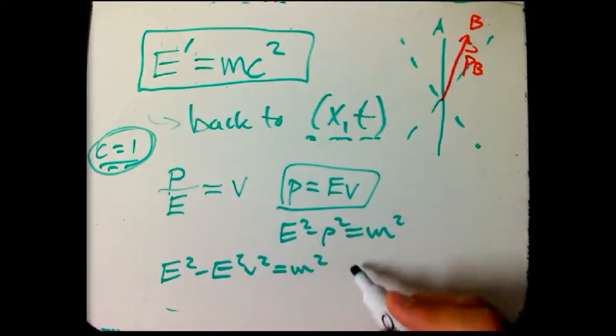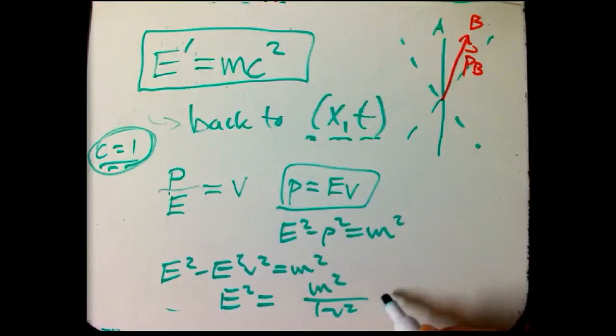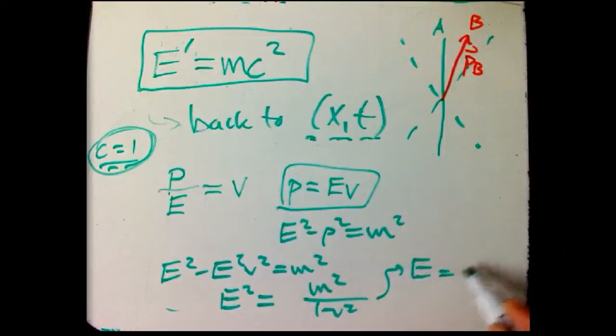And I'm going to solve for E. E squared is M squared over 1 minus V squared. And so E is M over the square root of 1 minus V squared. Hey, that's that gamma factor again. Okay, so the 1 over root 1 minus V squared, the gamma factor, and we'll see it again and again, is coming into this equation.